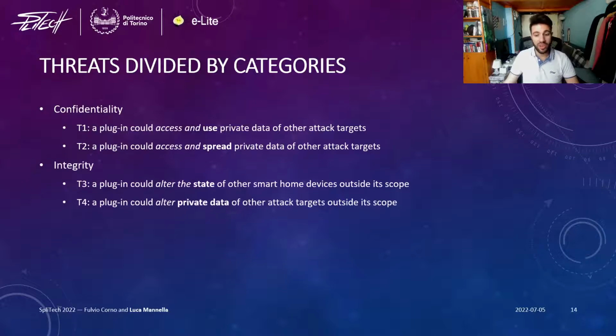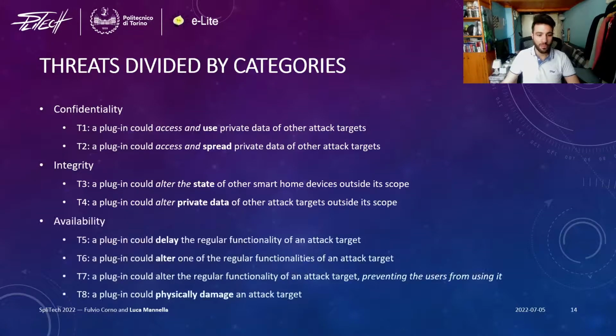Then we have some integrity threats that are threats that compromise the integrity of an attack target without impacting its availability. So we have that a plugin could alter the state of other smart home devices outside its scope, for example, turning on a lamp out of its scope. And then we have that a plugin could alter private data of other attack targets outside its scope, for instance, changing a variable outside its scope like a measured temperature.